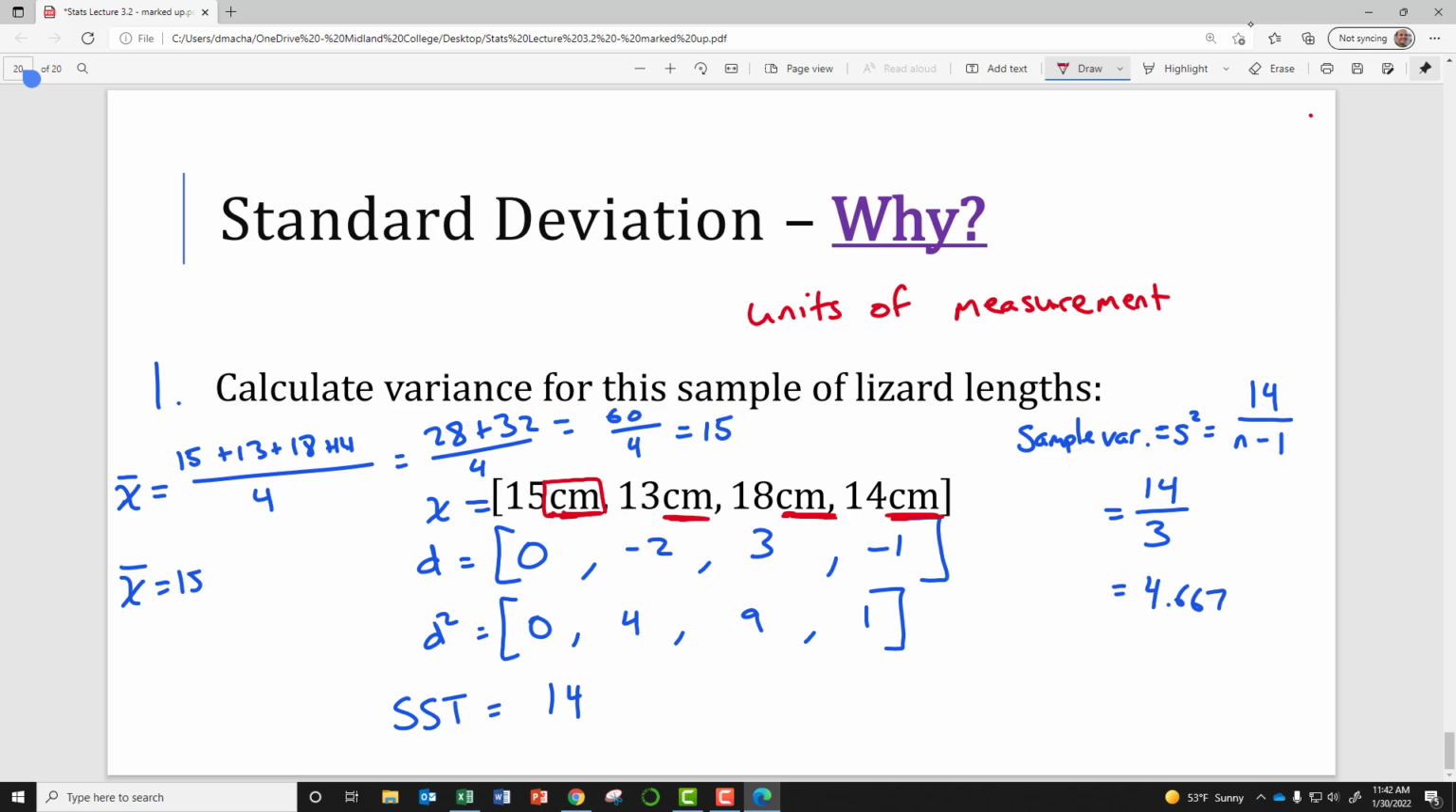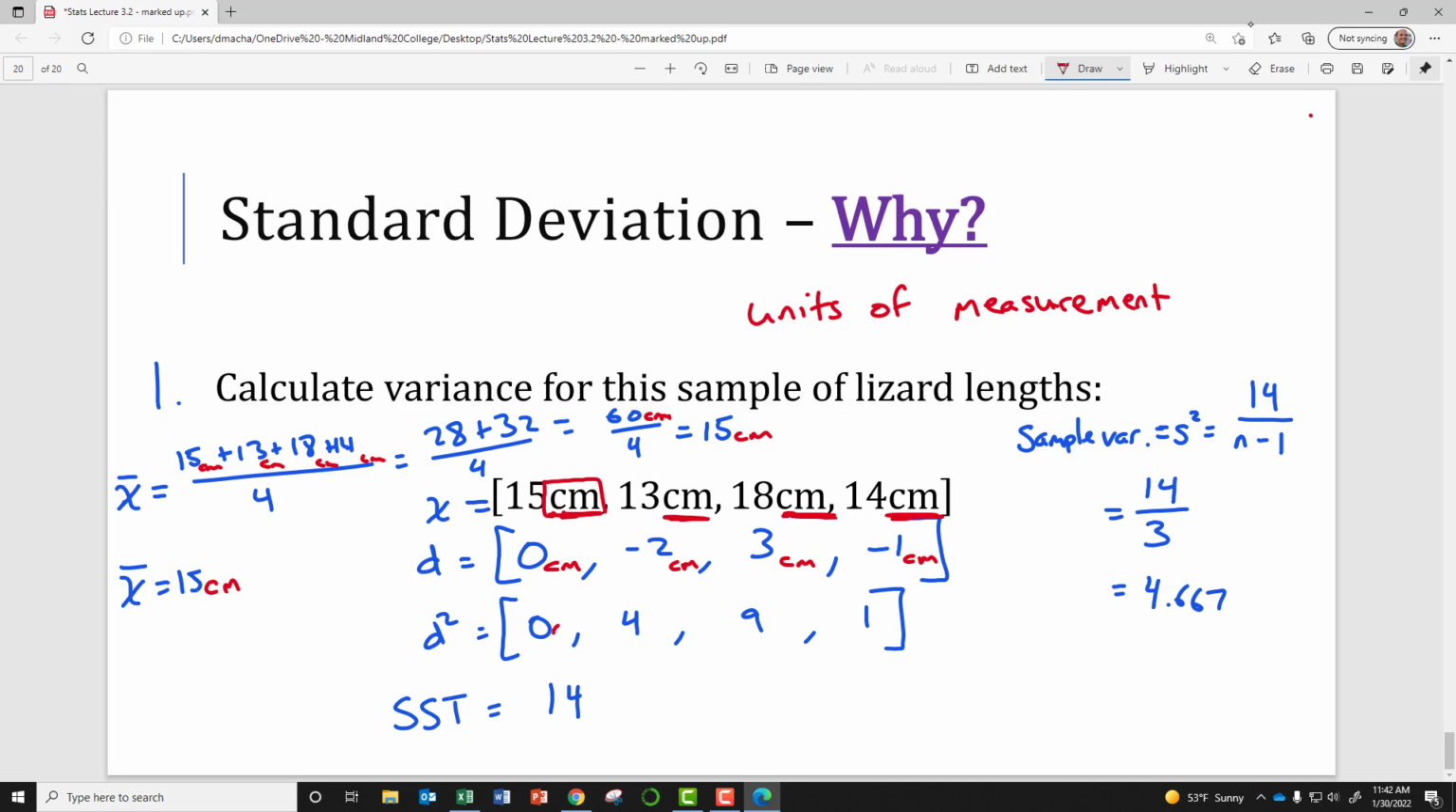So our sample mean, the mean lizard length, would be 15 centimeters because we're adding up measurements which are made in centimeters. And so this would be 60 centimeters divided by 4 lizards gives me 15 centimeters for the sample mean. When we calculated these deviations, we were taking measurements in terms of centimeters and subtracting the sample mean in terms of centimeters. And so the difference between lengths in centimeters is also in centimeters.